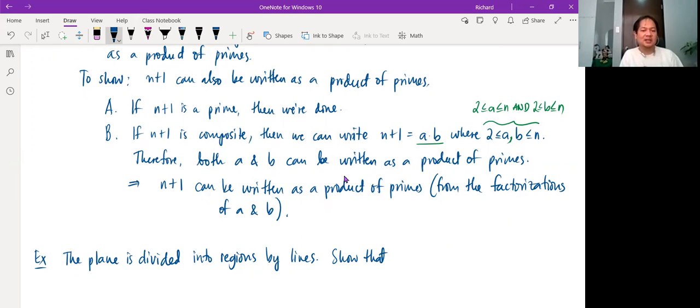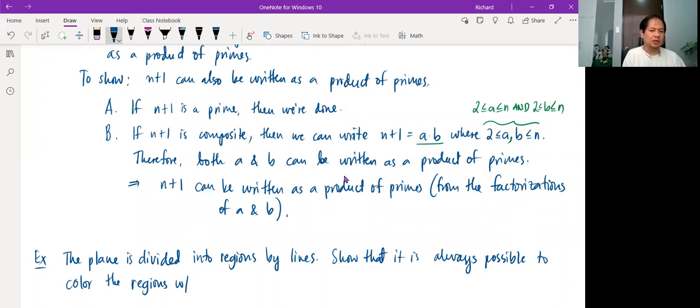Alright, so the plane is divided into regions by lines. Show that it is always possible to color the regions with two colors. The colors are not the same on the other side of the line. Parang alternating sort. Yeah, alternating. So, kumbaga, adjacent regions are gonna have different colors.